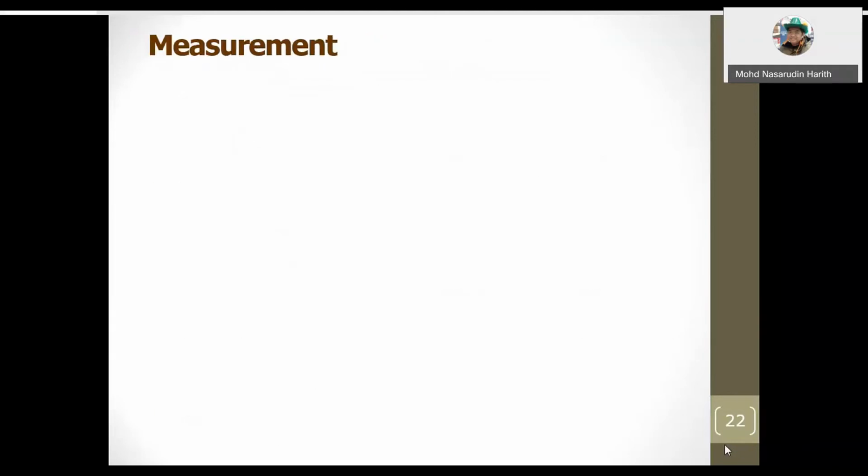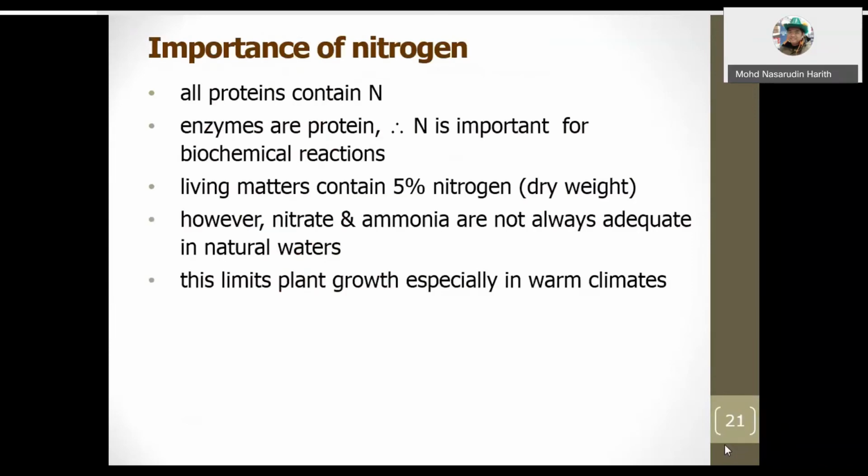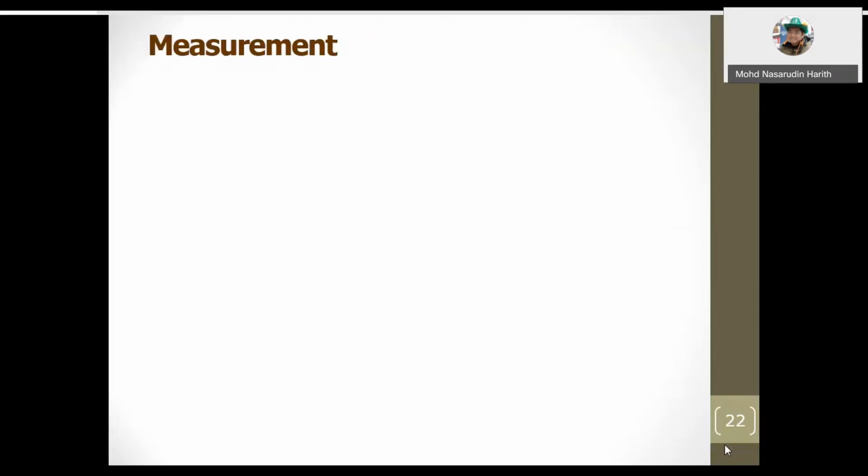These are the list of the importance of nitrogen. All proteins contain nitrogen. Enzymes are proteins. Therefore, nitrogen is important for biochemical reactions. Living matter contains 5% nitrogen. However, nitrate and ammonia are not always adequate in natural waters. This limits plant growth, especially in warm climates.